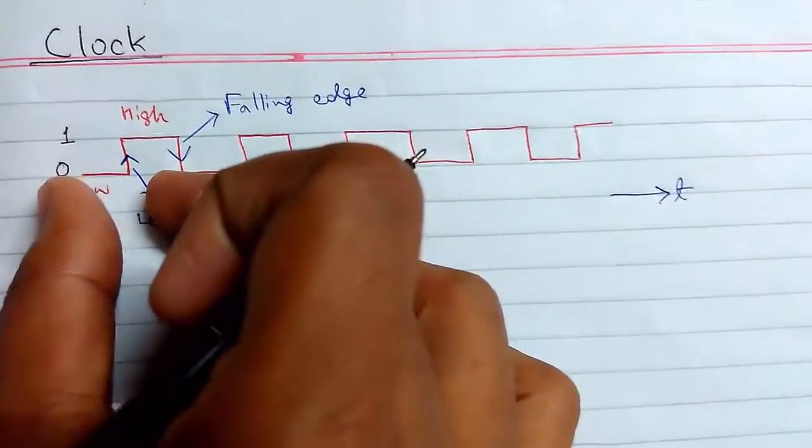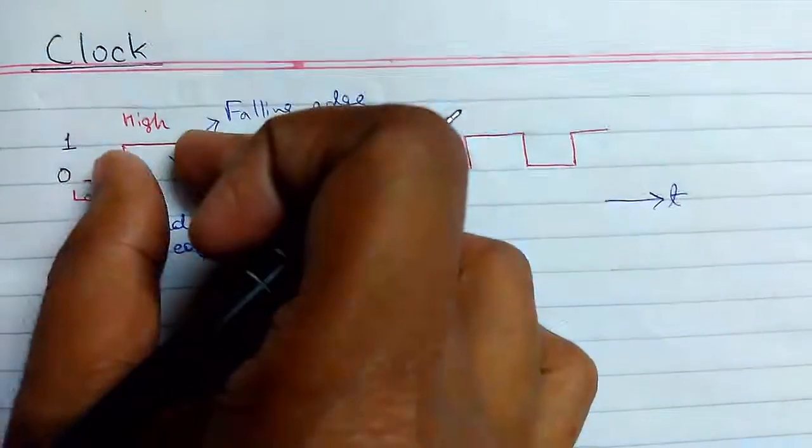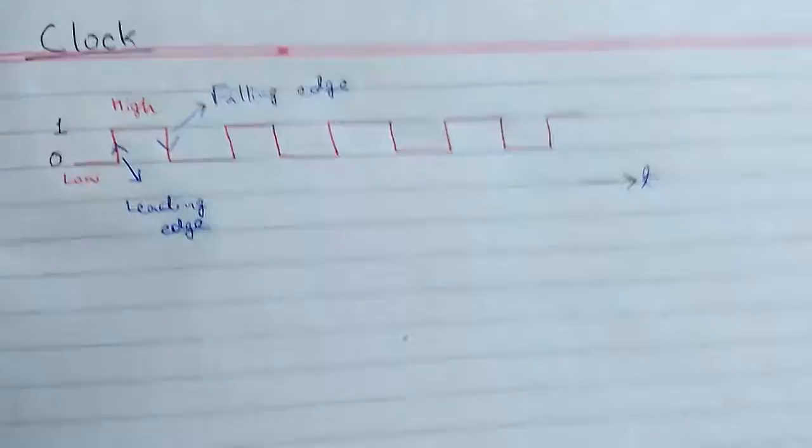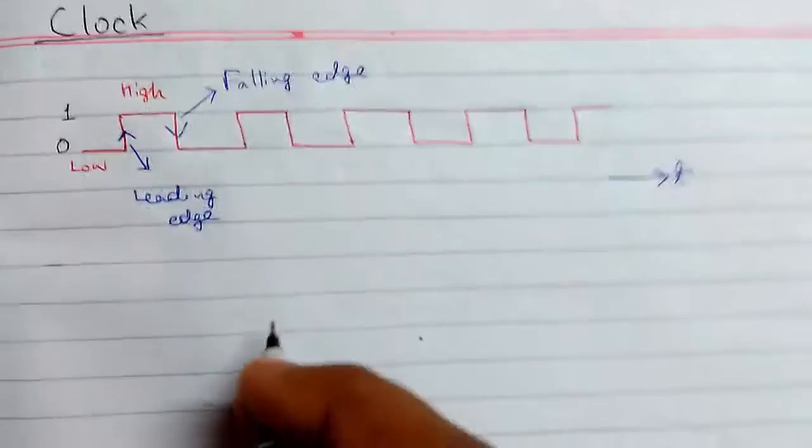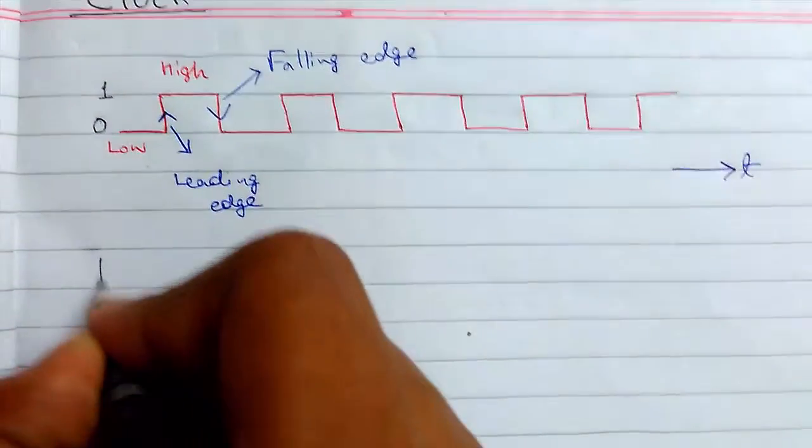The time for which it is low is exactly the same as the time for which it is high, so its duty cycle is always 50%. I will explain what the duty cycle is.